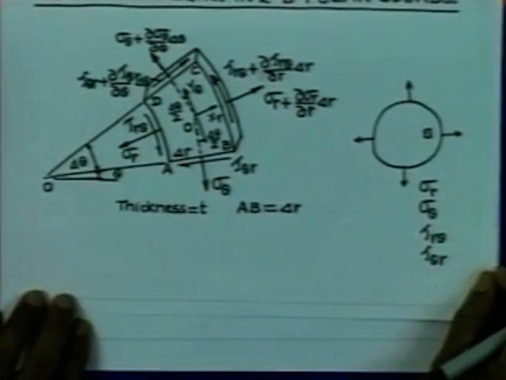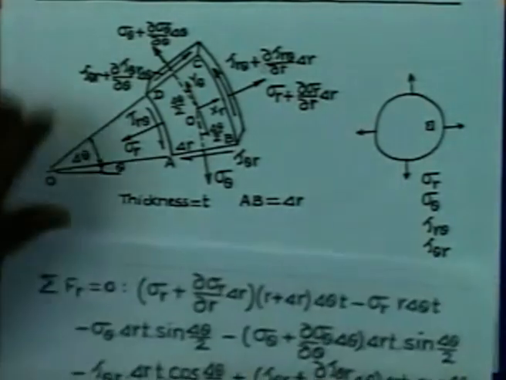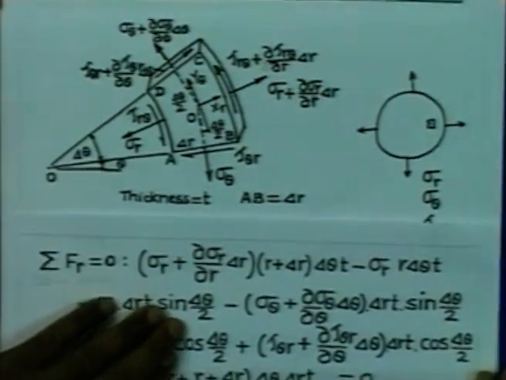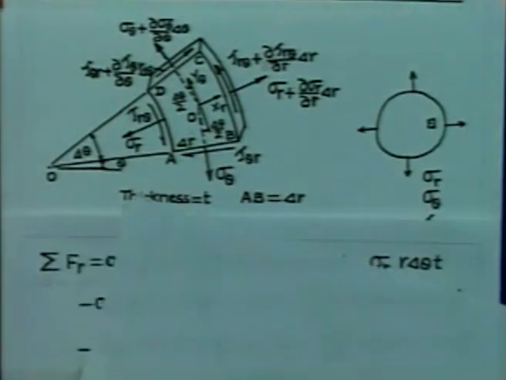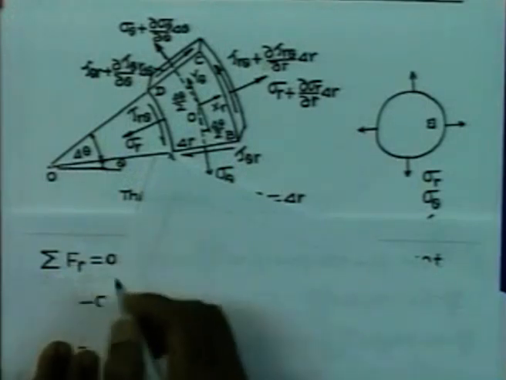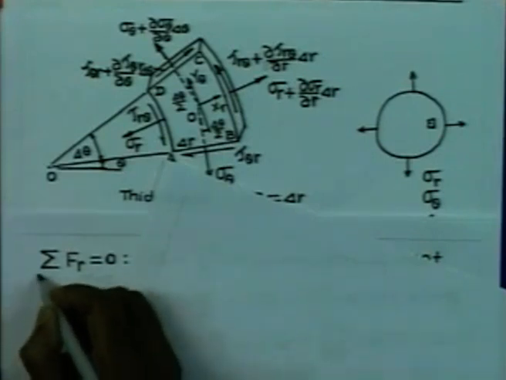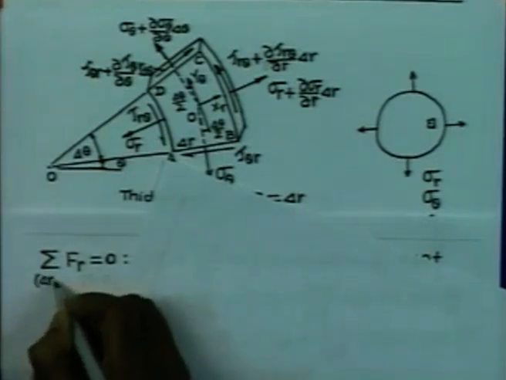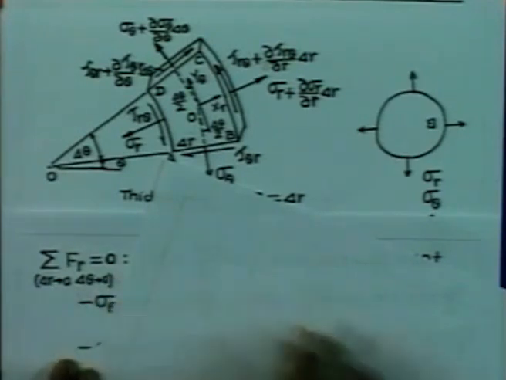Now, let us consider the equilibrium equations in the direction r. So, let us consider the equation summation of the forces in the radial direction equal to 0, and this is of course with the understanding that this delta r is tending to 0, delta theta is also tending to 0.